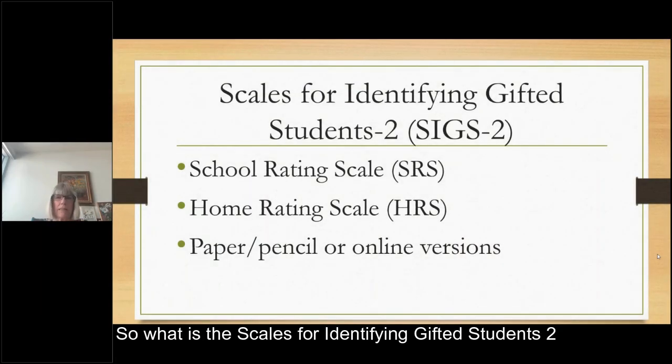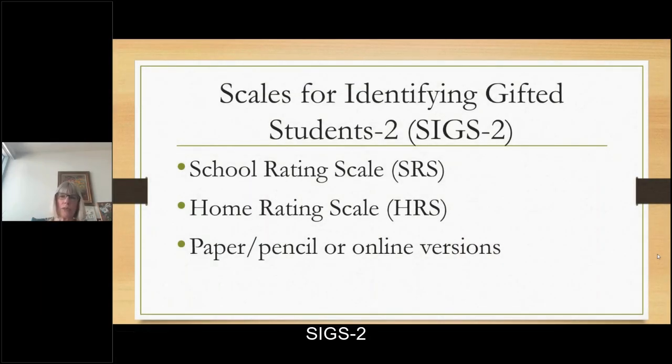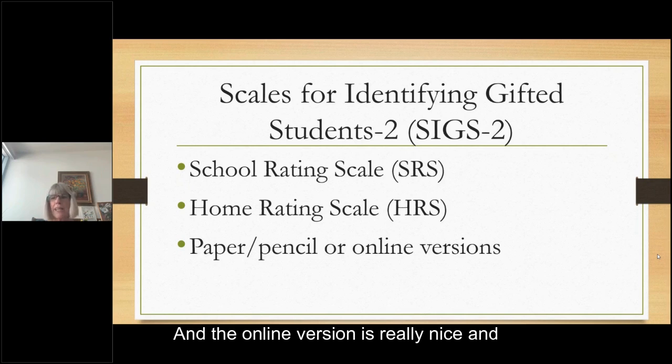So what is the Scales for Identifying Gifted Students 2, or the SIGS 2? It is a rating scale. It is a measure of strengths, so that's really a nice feature of it. It consists of 2 different rating scales: the school rating scale, which educators can complete, and the home rating scale, which parents or guardians can complete. The other really nice feature of the SIGS 2 is it has a paper pencil version and an online version. And the online version is really nice and very easy to use. Both of these are great.